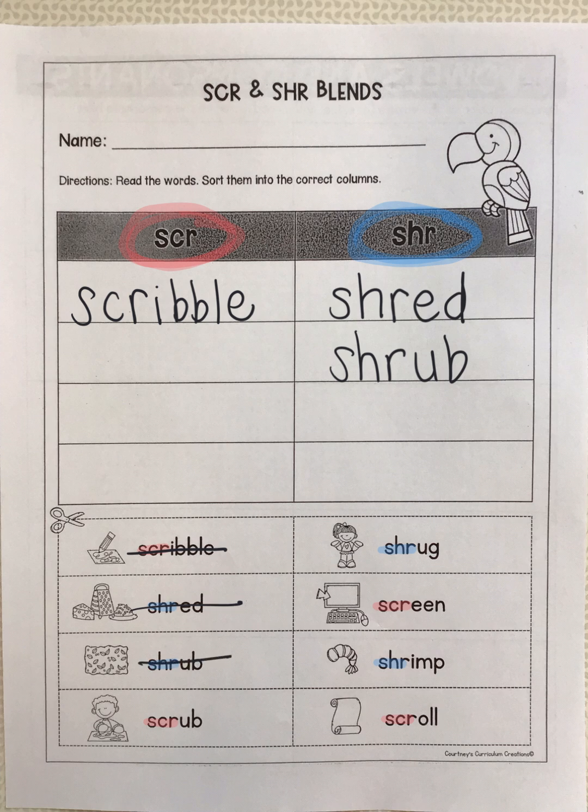Then we have scrub. That's going to go underneath the scr letter blend. Scrub. You are going to pause the video and finish the rest. Shrug, screen, shrimp, and scroll by yourself. Then unpause to check your work.